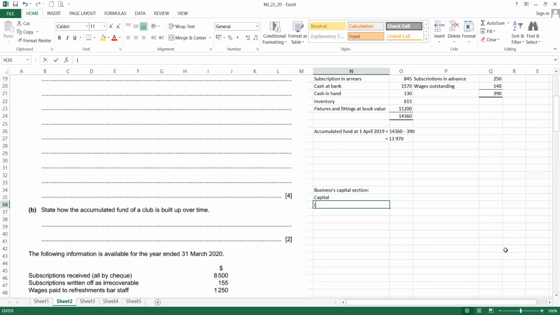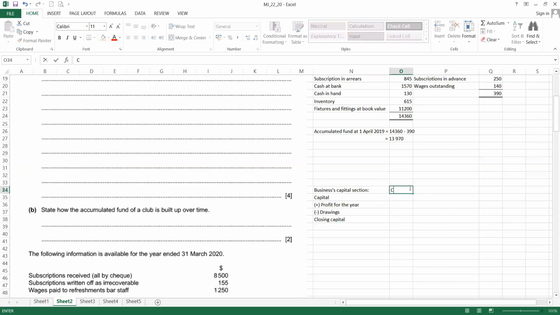We plus the profit for the year, and then we minus drawings, and then we get the closing capital. So this is about business.